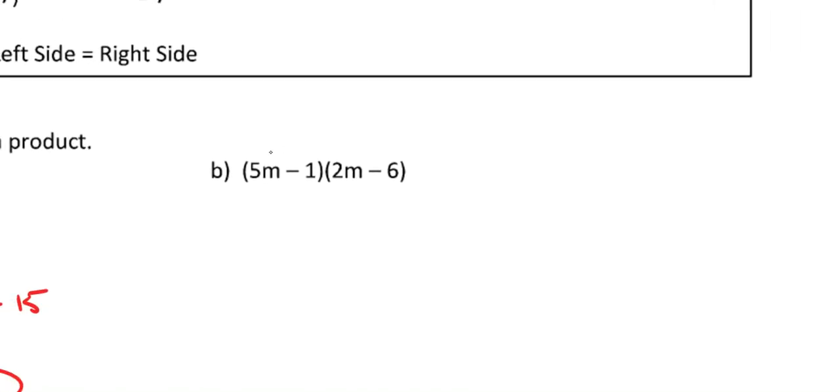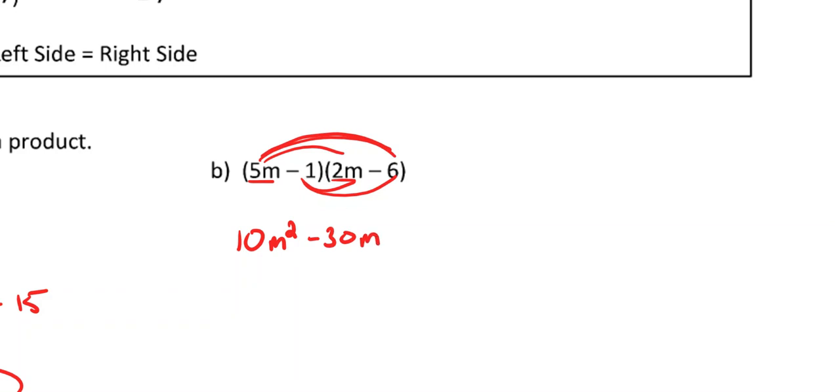So I'm just going to draw my line. So it's going to be the 5m times both of those. Okay, and then the -1 times both of those. All right, so 5m times 2m would be, okay, well, we go 5 times 2 is 10. And then m times m is m squared. Okay, and then 5m times -6 is going to be -30m. Don't forget the m there. That's a common place to make a mistake.